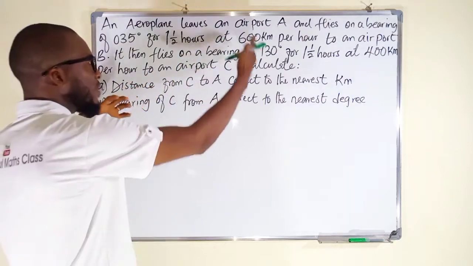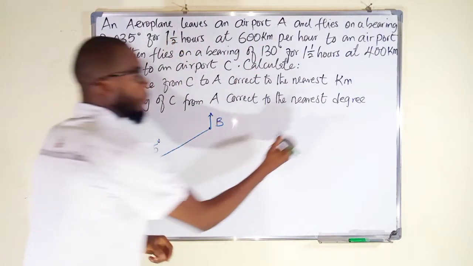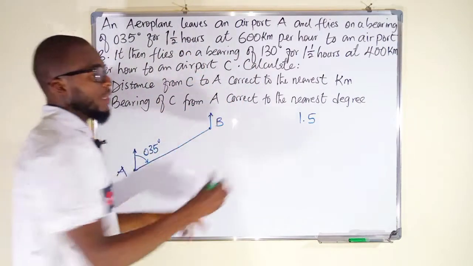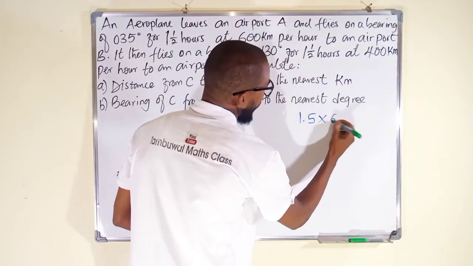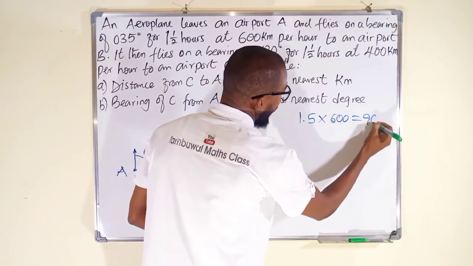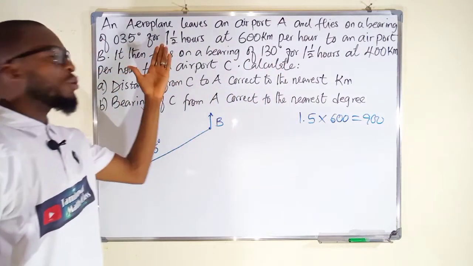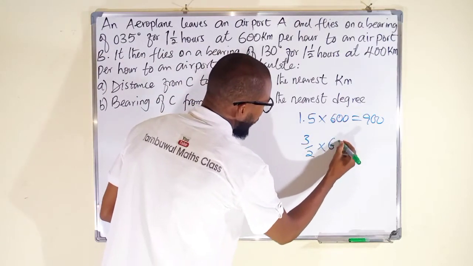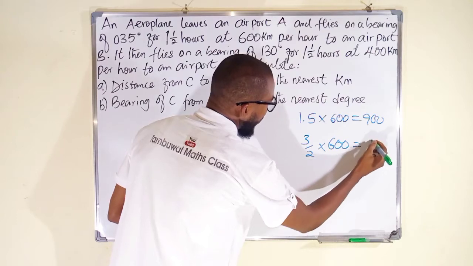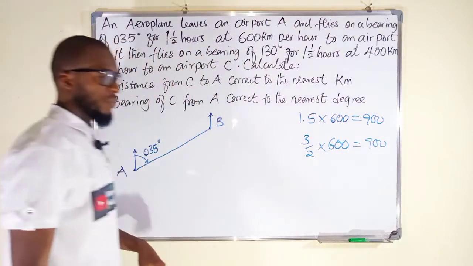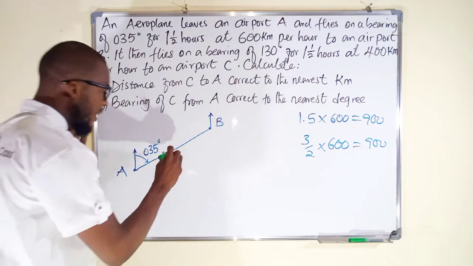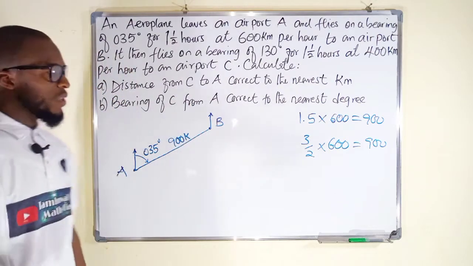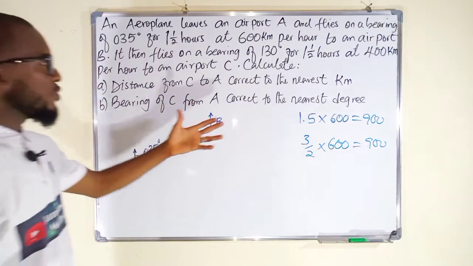If you are not conversant with this, you can just multiply 1.5 with this 600, and you shall get 900. Or you can change it to an improper fraction, which is the same thing as 3 over 2. Just multiply it with this 600, you shall obtain 900. It's all the same. So here we have 900 kilometers. Then let us continue reading the question.